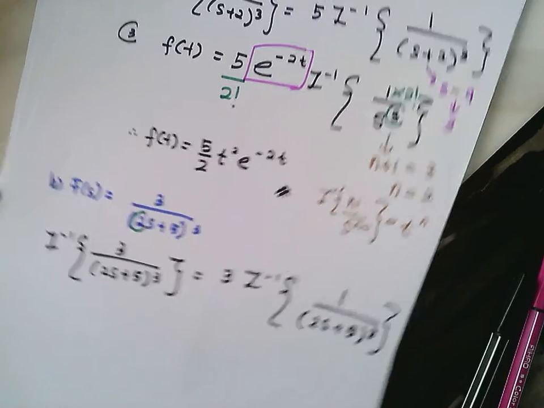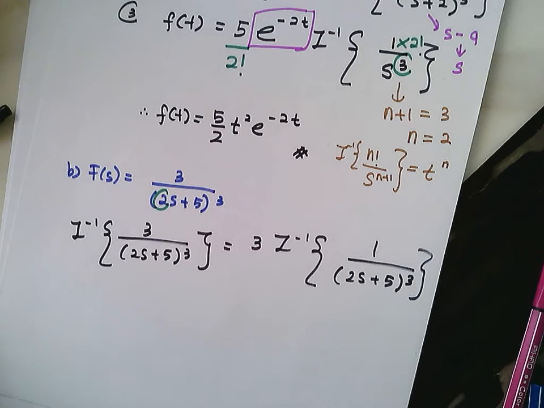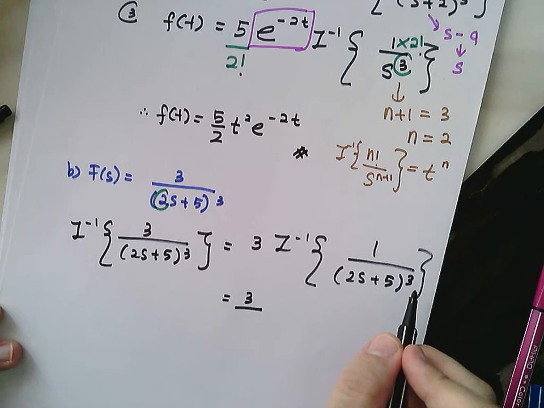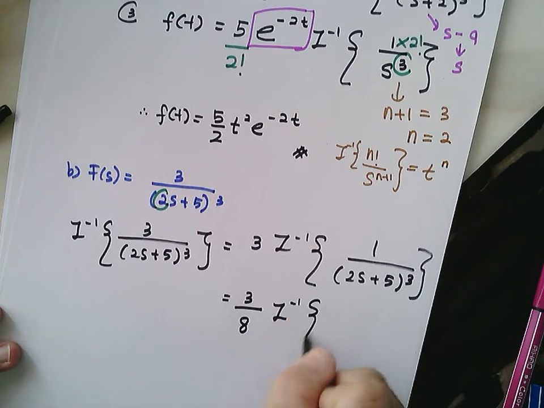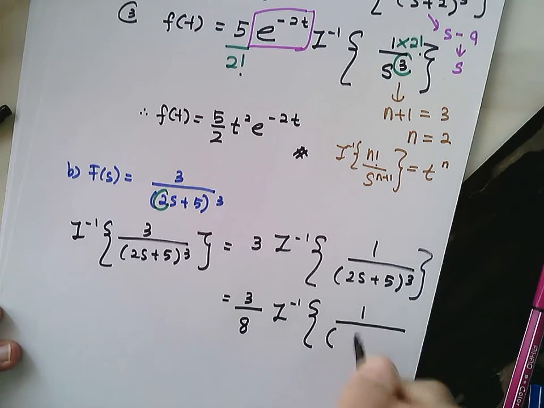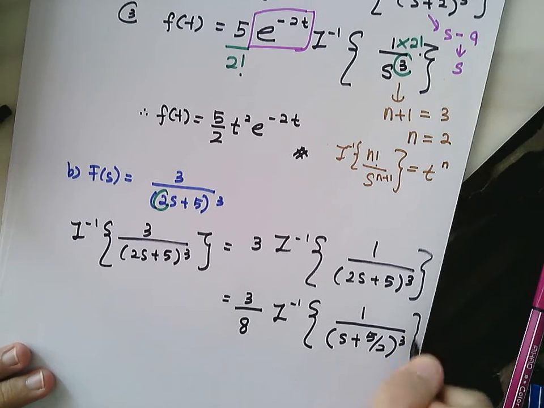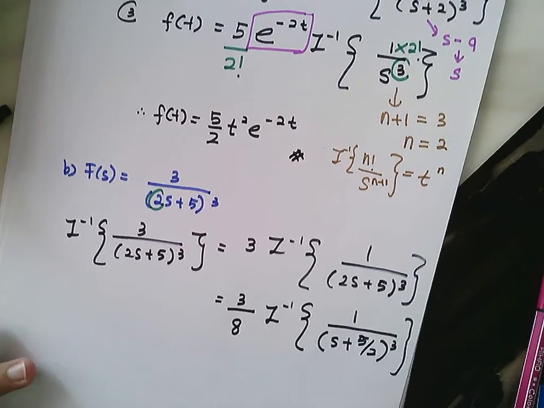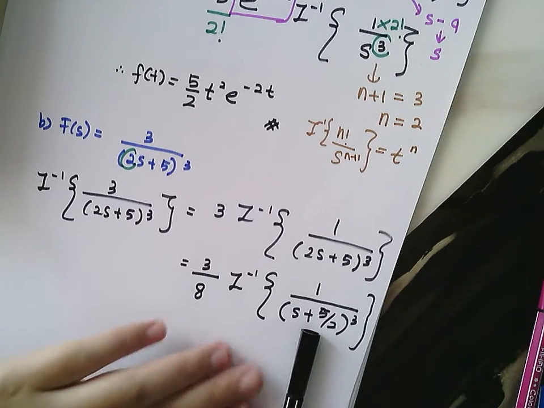Okay, so therefore you will have this one, 3 over, so 2 to the power of 3 is equal to 8. So 3 over 8, the inverse of 1 over s plus 5 over 2, the whole thing cubed. Okay, so you should now be able to do this one, because I already taught this in my previous video.